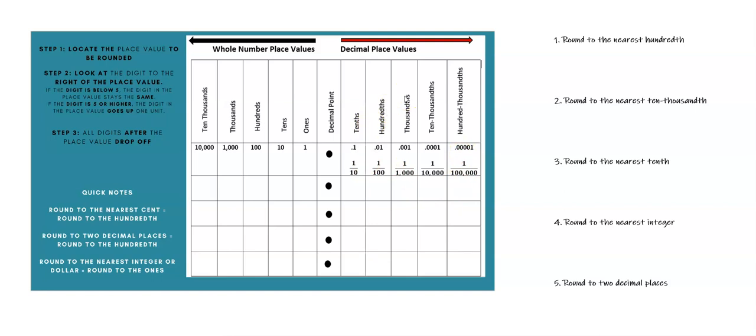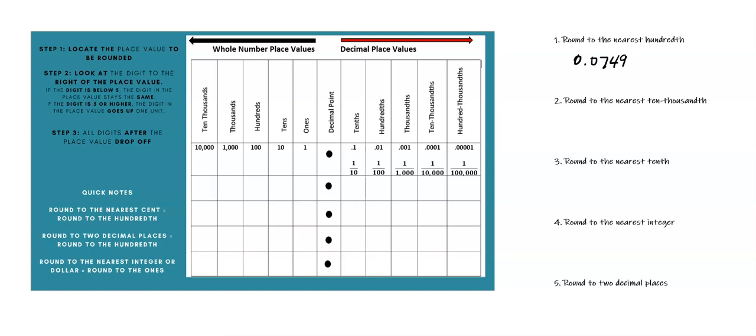So we will begin to round a few examples. So here's the first decimal number that we're going to round. And this decimal number is 749 10,000ths.